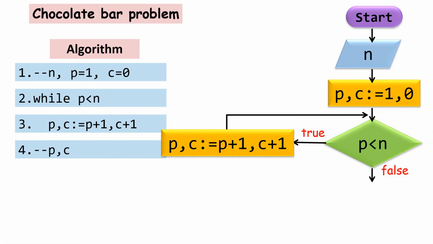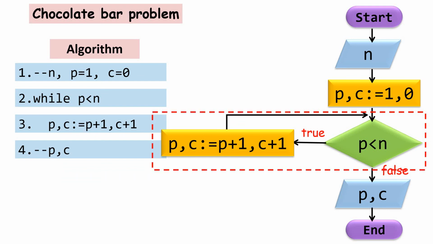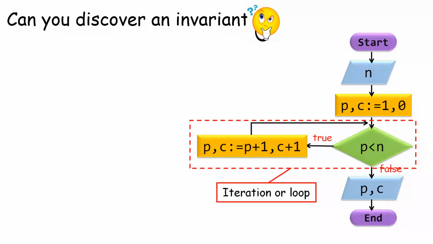And then I print the values of P and C. And finally, I end the flow chart. In this flow chart, the condition and this assignment statement together form the iteration or loop. Can you discover an invariant in this problem?